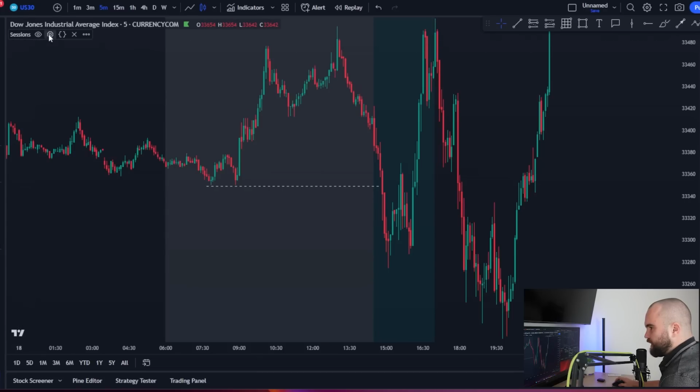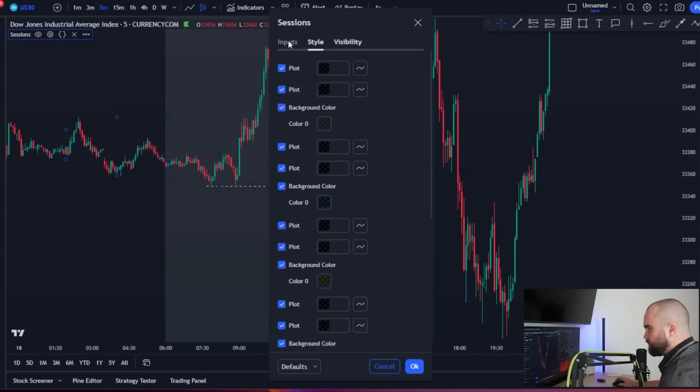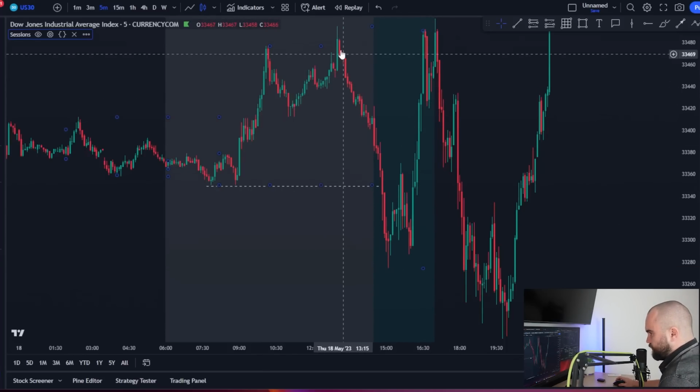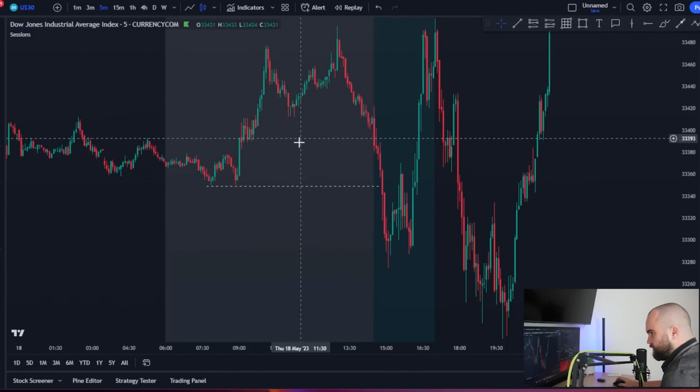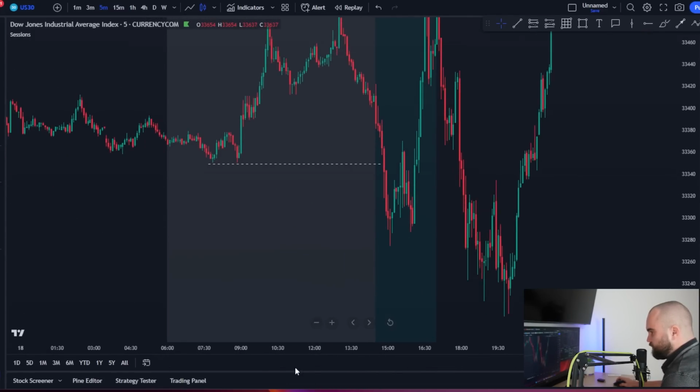So go back and have a look at the settings. Make sure your settings are the same. You can change your colors to whatever you want. I like gray and blue. Okay, so we've had the sweep of the lows in the Asian and London session, which is this gray box. And now we're looking for the chalk.